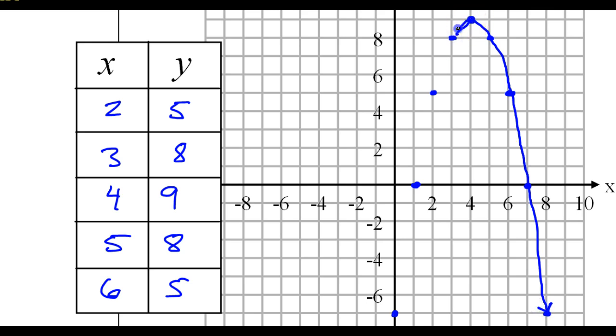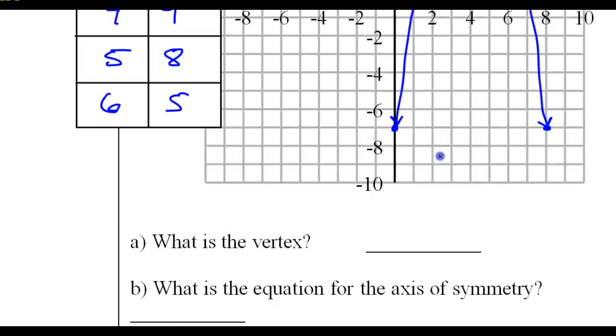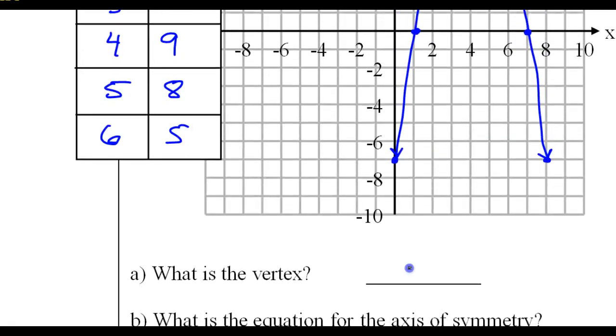Okay, try not to make it too pointy. Alright, so there is your mighty parabola. Now, what is the vertex? Well, that's 4, comma 9.